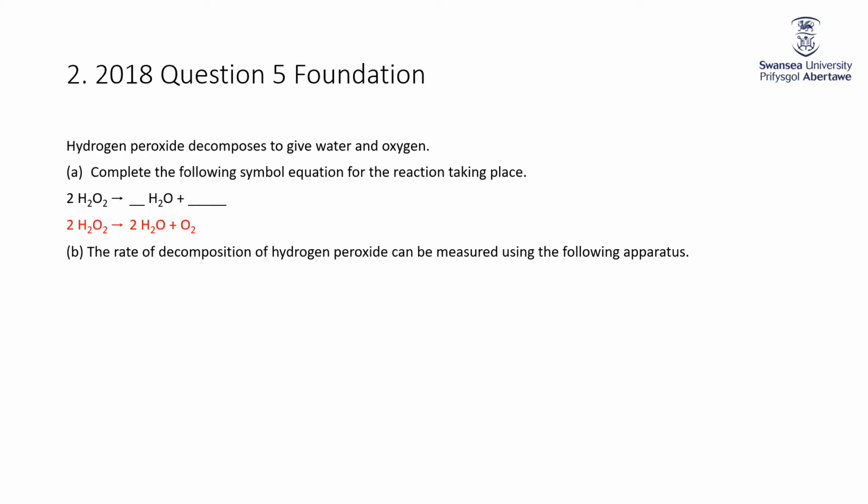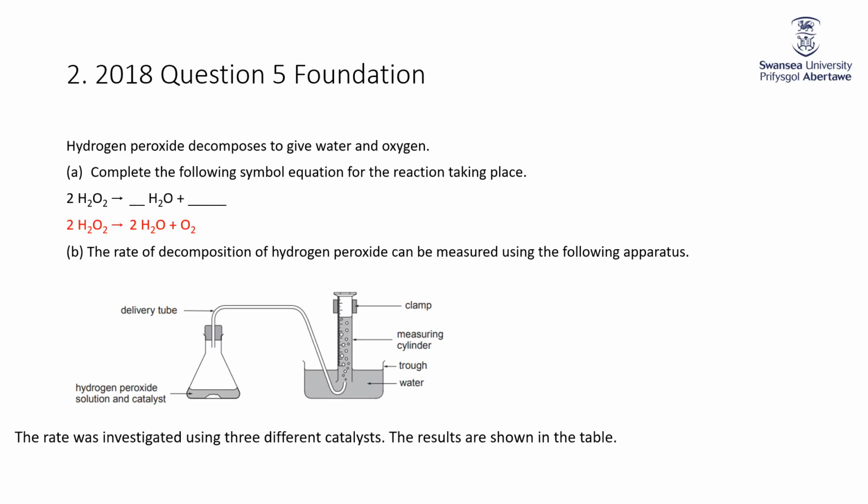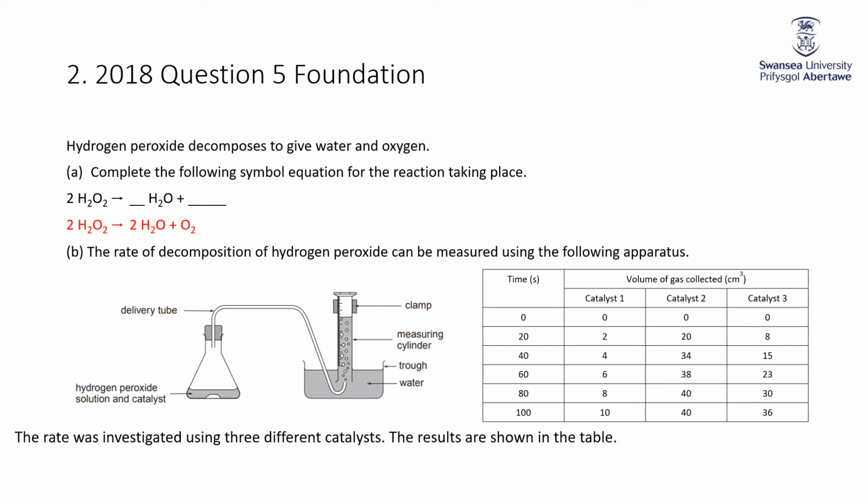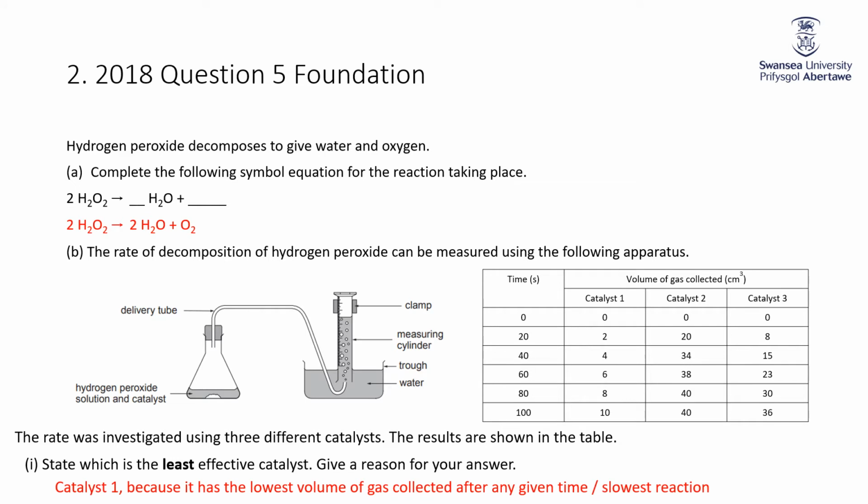For B, the rate of decomposition of hydrogen peroxide can be measured using this apparatus. And the rate was investigated using 3 different catalysts shown in the table. And the question asks us to state which is the least effective catalyst and give a reason. So we can see from the table the least effective catalyst is catalyst 1. This is because it has the lowest volume of gas collected after any given time, therefore it's the slowest reaction.